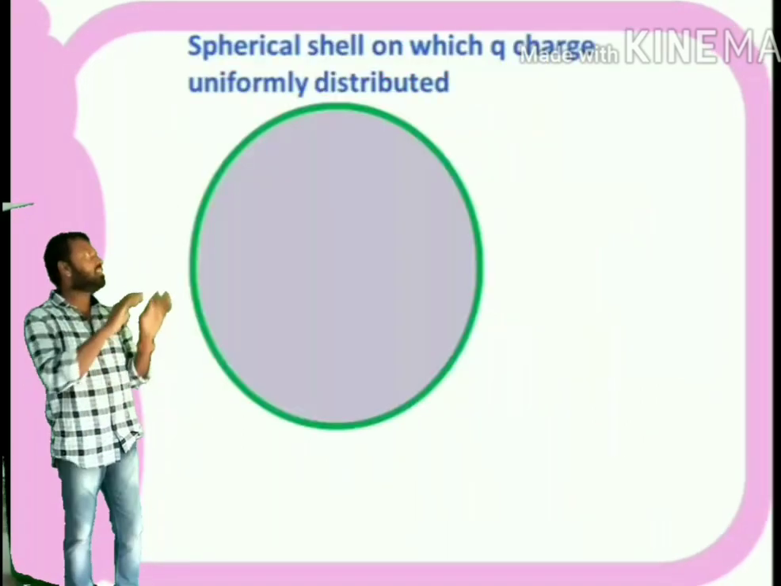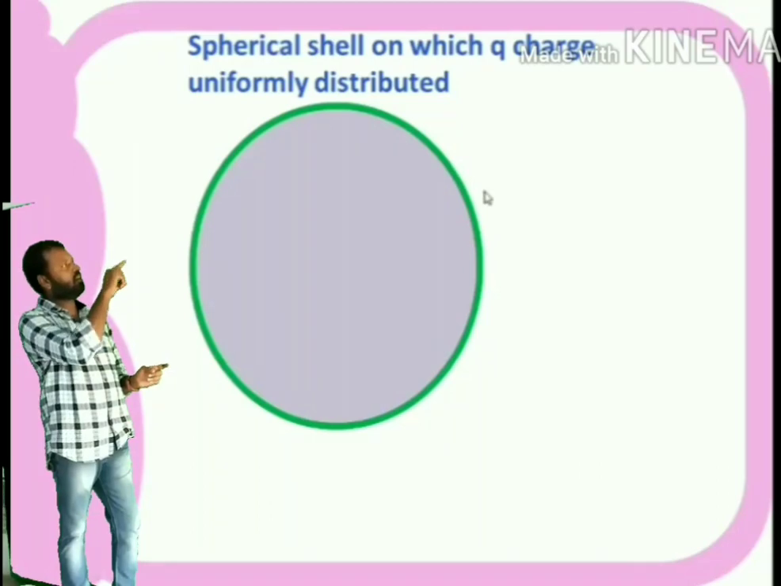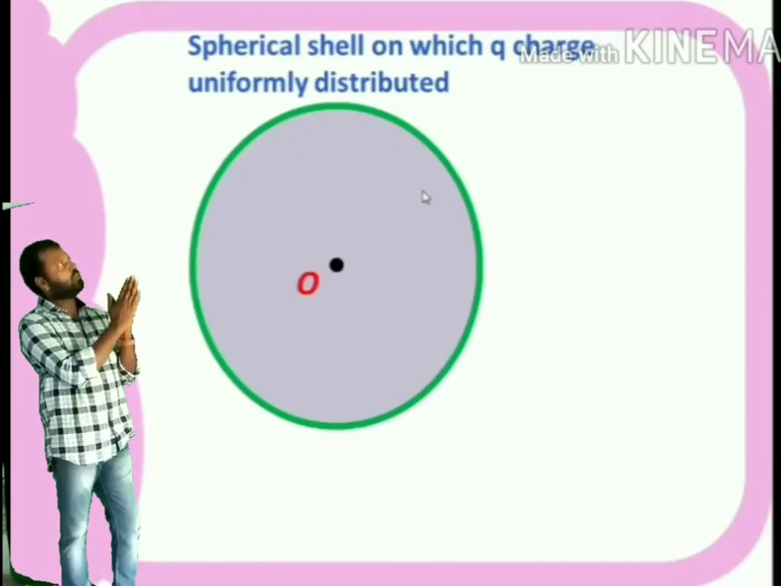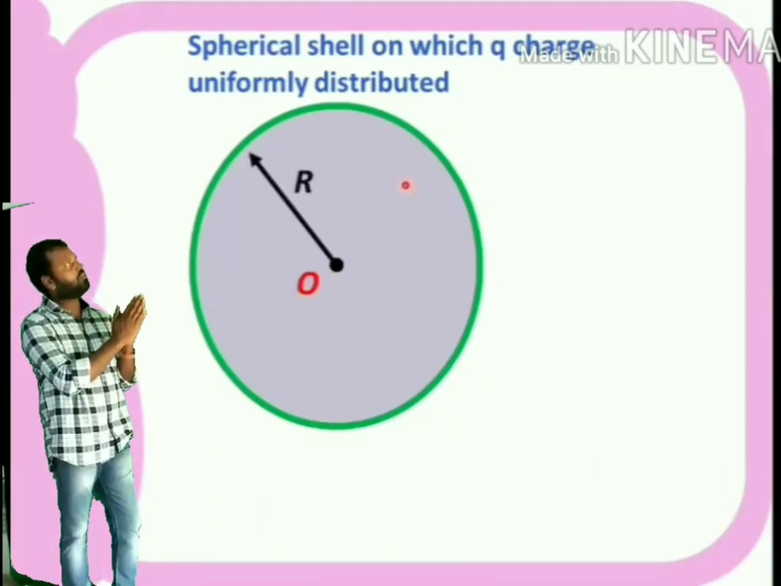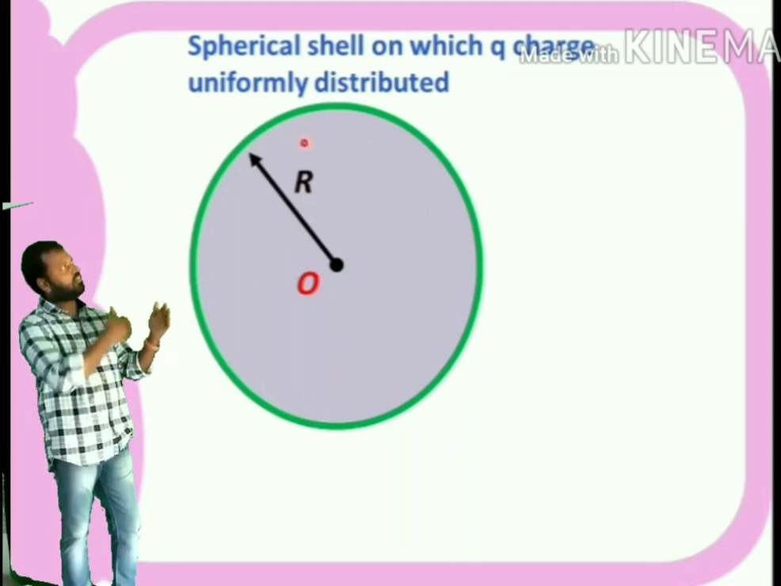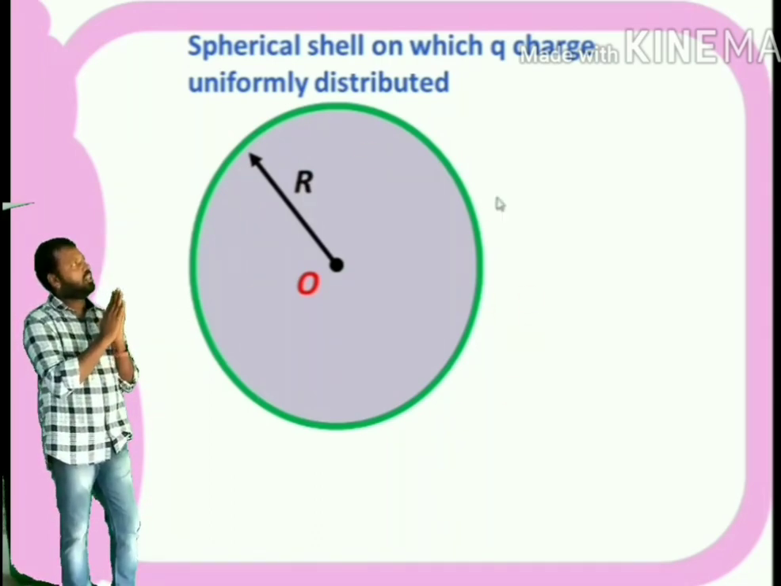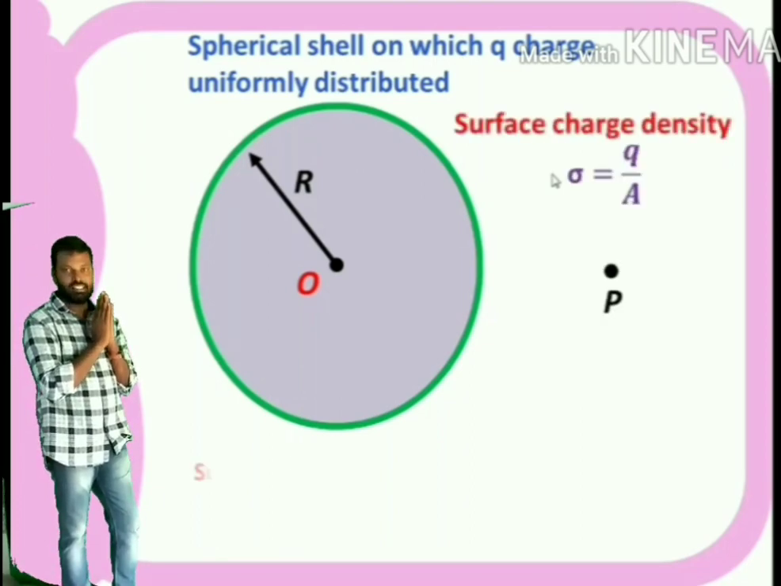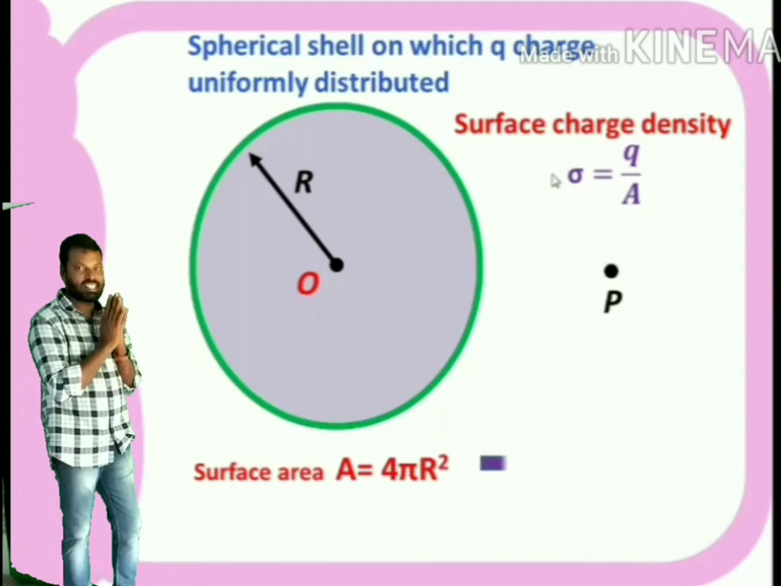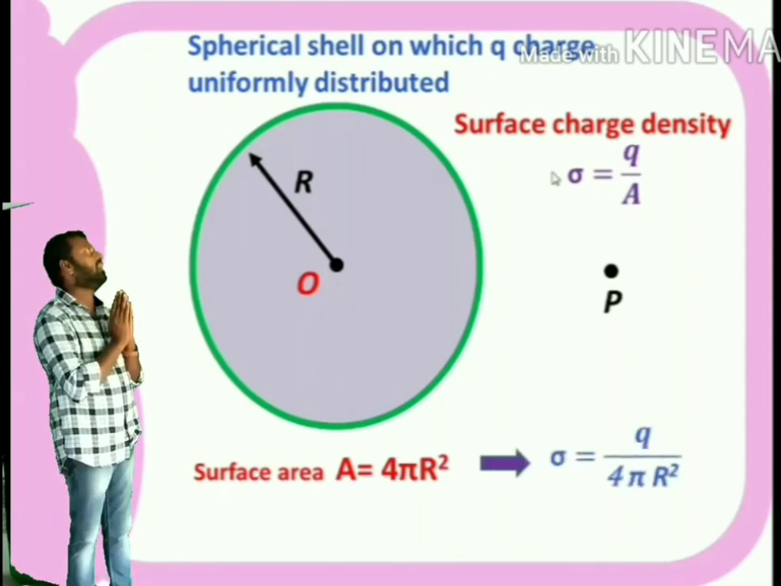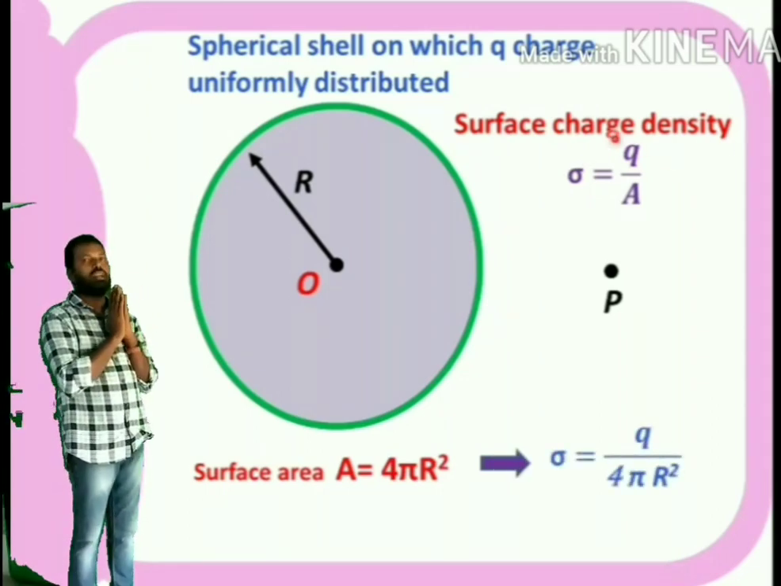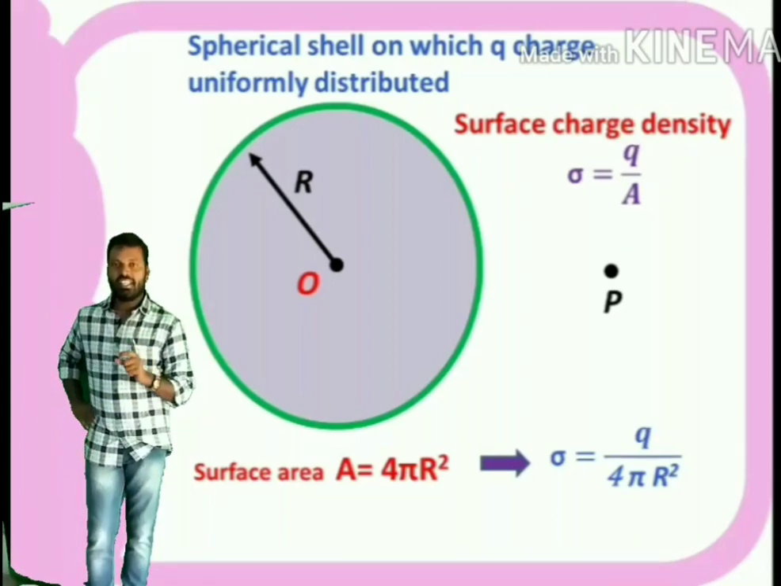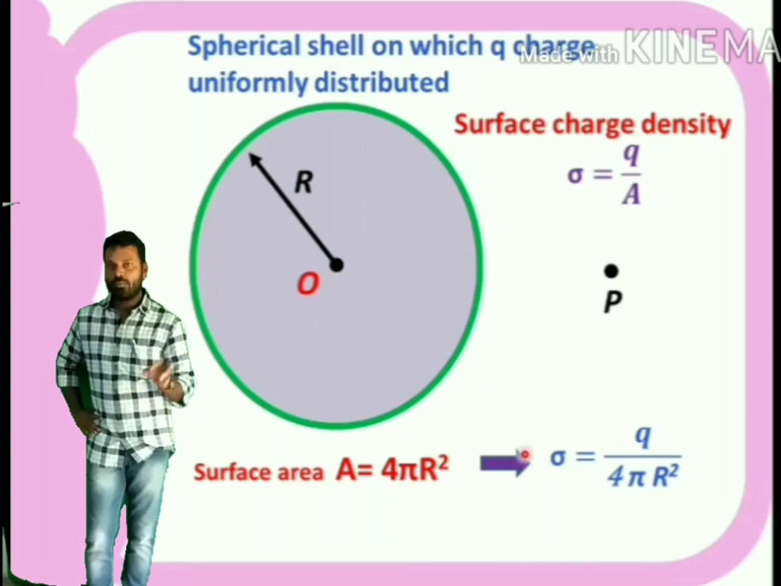Let us consider a spherical shell with radius r and center O. Let us suppose Q be the charge which is uniformly distributed on the surface of this spherical shell. If the surface area of this spherical shell is A, then the surface charge density sigma is equal to Q by A. A is surface area. For a sphere, surface area is 4 pi r square. So my sigma is equal to Q by 4 pi r square.